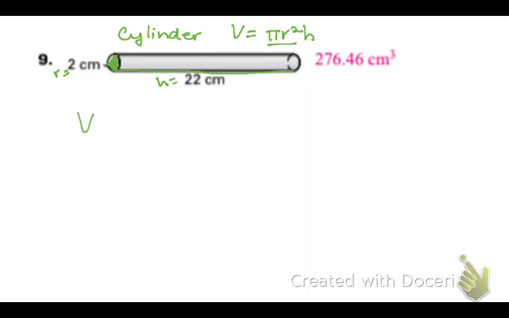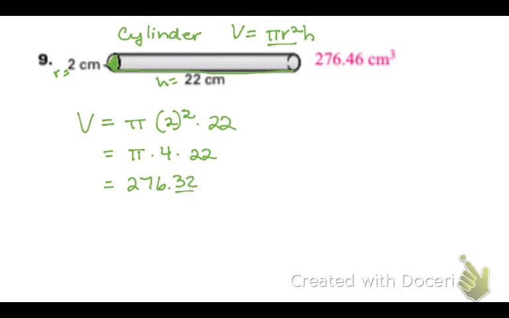So we plug those numbers into the equation, we get pi, my r is 2 squared, times 22 centimeters. So that's going to be equal to pi times 4 times 22, and that's going to be equal to 276.32. And here we're just off by these two little numbers, and that's no problem. That's just a round off error. Okay, so that should get you going on volume pretty well.